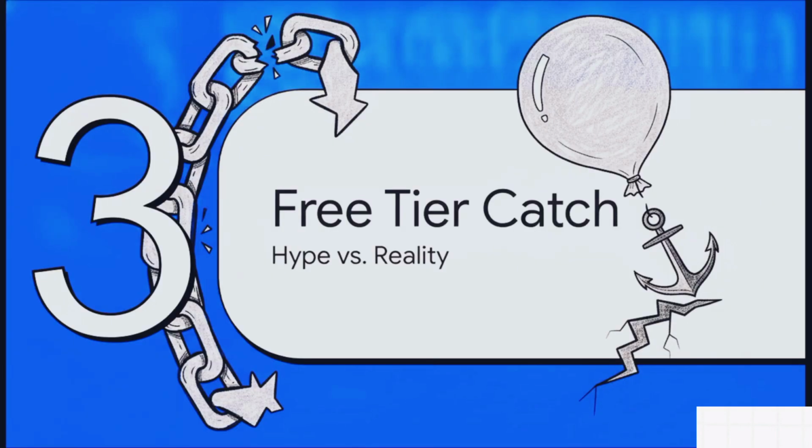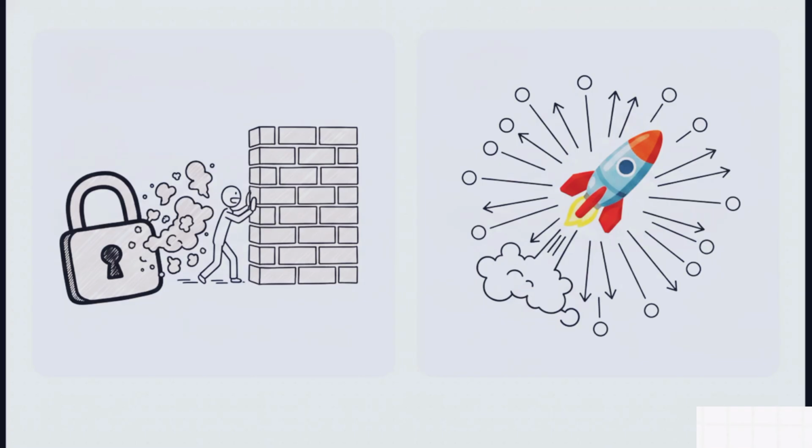Section 3. The brutal free tier catch. Look, I'm going to be brutally honest with you here. There's a major gap between the hype and what you actually get for free. On the free tier, you face highly restrictive caps. You're limited to 50 sources per notebook, only 50 chat queries per day, and a mere 3 audio overviews every 24 hours. If you're a serious researcher, you are going to hit these brick walls really fast.